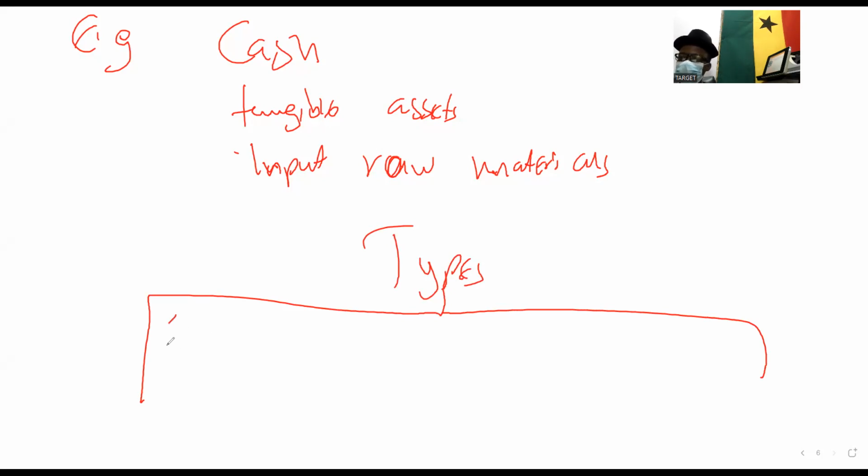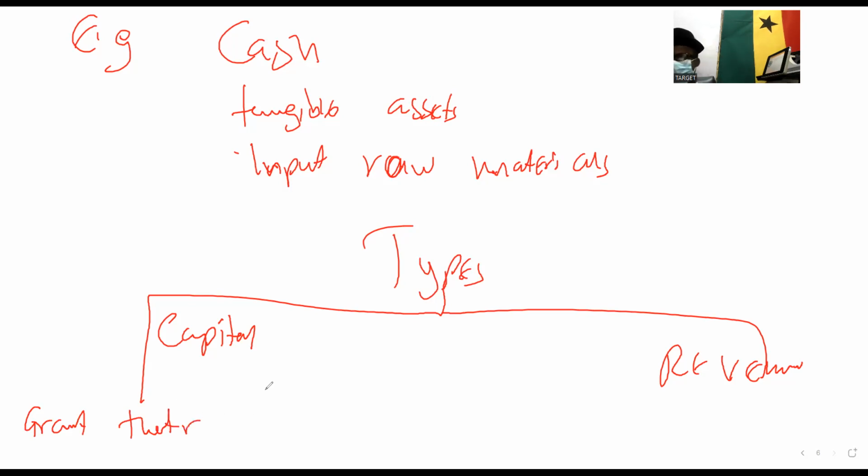We have capital grant and revenue grant. Because this one is a grant relating to assets, and the other is a grant that relates to what? Operating expenses. Good.